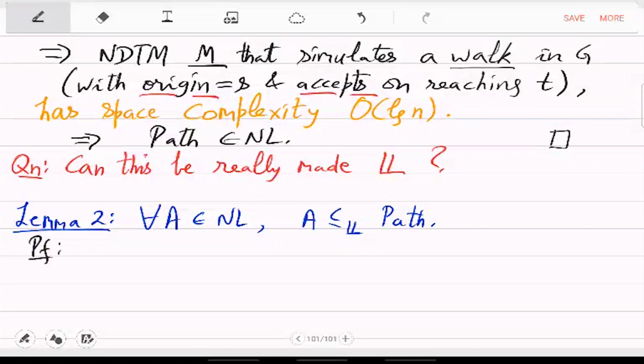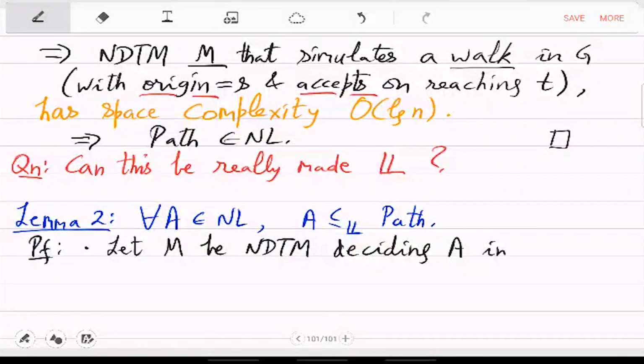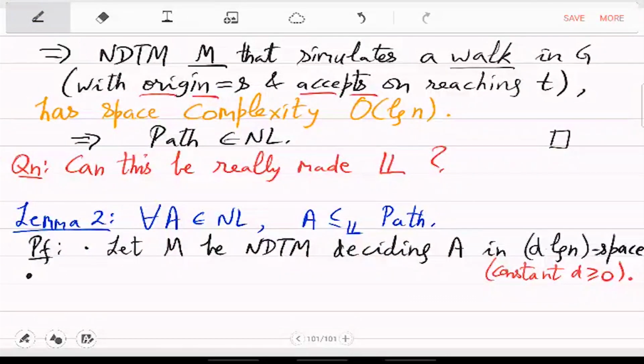So this will really go via the configuration tree. Okay. So let M be an NDTM deciding A in space d log n, where d is a constant. Let us now, on an input x for the problem A, convert x into a G comma S comma T, a path instance based on the configurations of M.